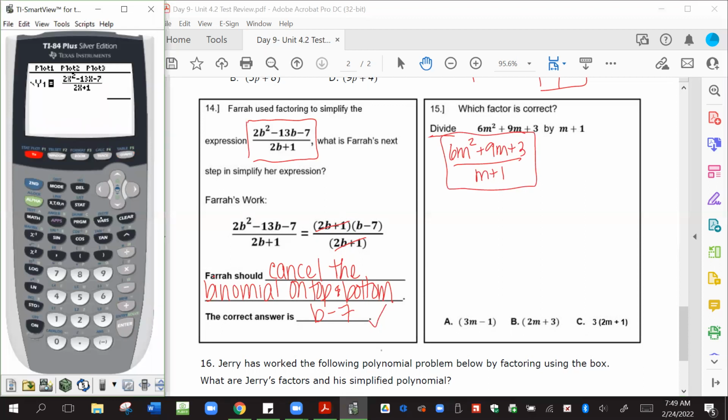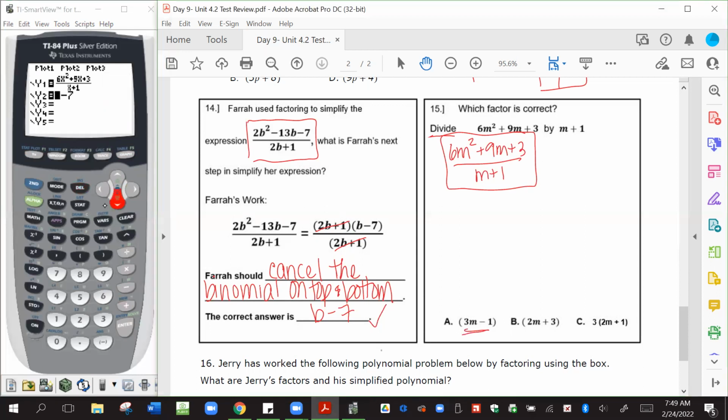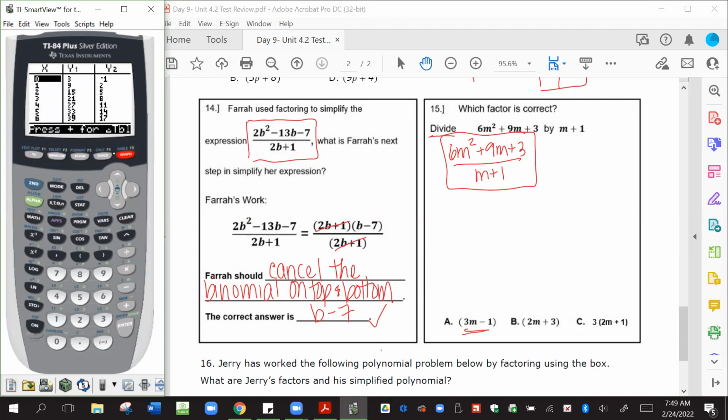I can do the exact same thing over here. I can do 6x squared plus 9 plus 3. And down here, I can do x plus 1. And then I'm going to check my answer. I'm going to try this one first. So I'm going to say, okay, 3x minus 1. And I can go, okay, does this one match? I have 3 and negative 1. So immediately these don't, so it can't be A.